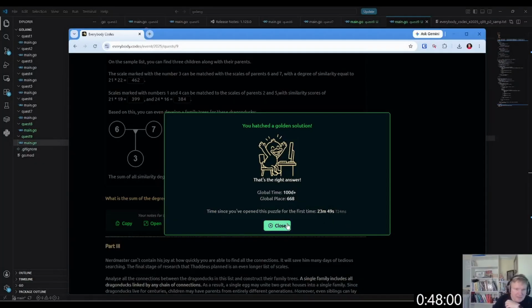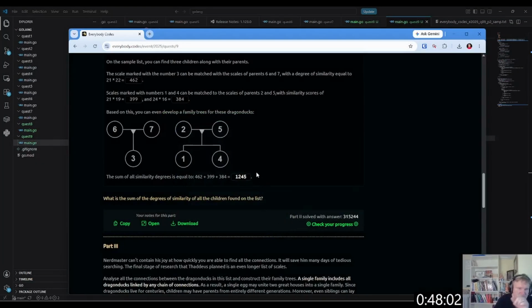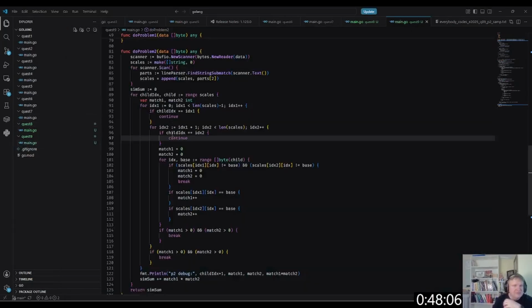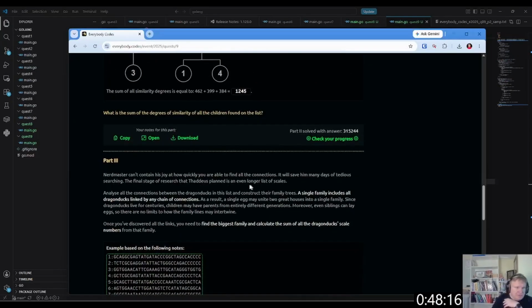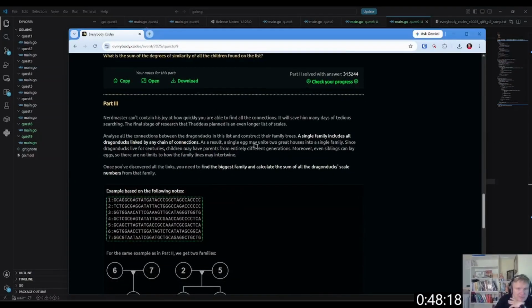Yay! Okay. So yeah, I forgot the. I had thought about this, making sure we skip the child one before I set up the loops, but I got into it and just forgot it. Okay. Part 3, Nerdmaster.